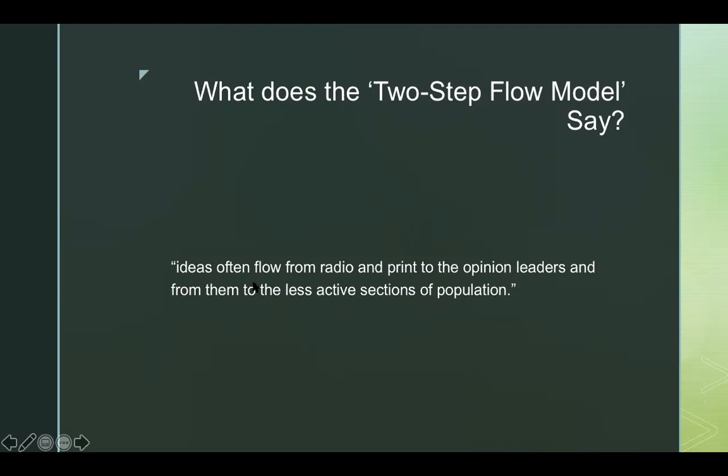So I'll repeat, ideas often flow from radio and print to the opinion leaders, and from them to the less active sections of population. That is how the dissemination of information happens in two steps. You can see that again, the emphasis here is on radio and print, because these were available mediums in 1940s, the time period when the model came.